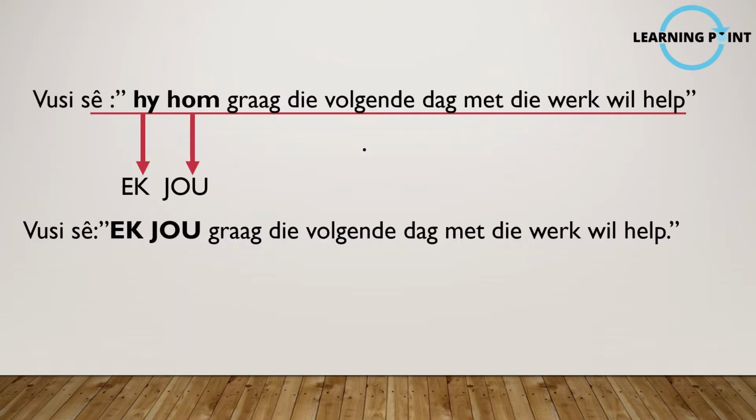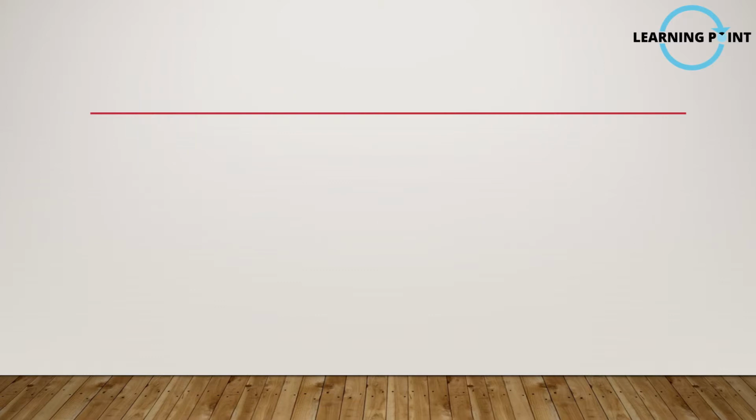So in our sentence, we have Woesie sê, hy hom graag die volgende dag met die werk wil help. So that hy en hom is on the right-hand side, and I change it to the words on the left-hand side, which would be ek en jou. But dit dan verander na, Woesie sê, ek jou graag die volgende dag met die werk wil help.